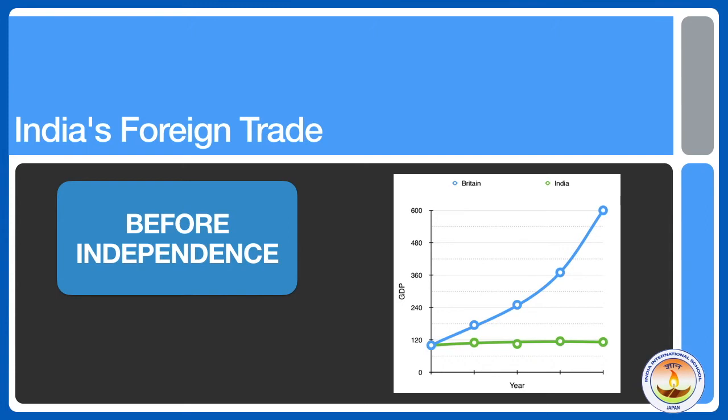This graph here represents India's GDP prior to independence. As you can see, the amount of growth in GDP was very, very minimal. However, at the same time, Britain was exploiting India and using it to create tremendous GDP growth. That's why we often say Britain was taking advantage of India. So let's look at some more details.